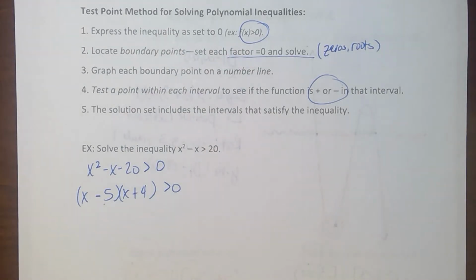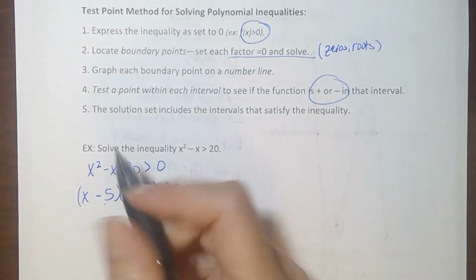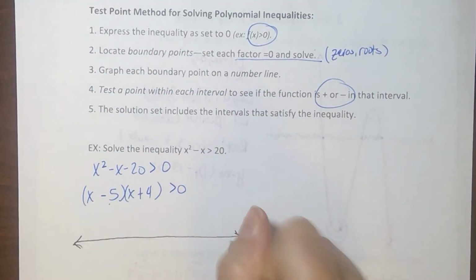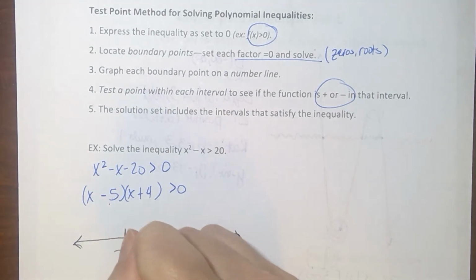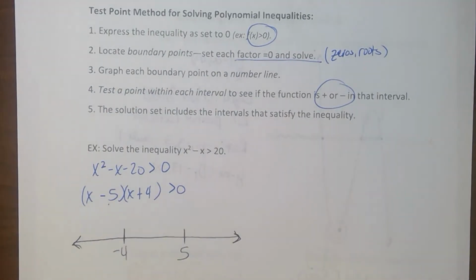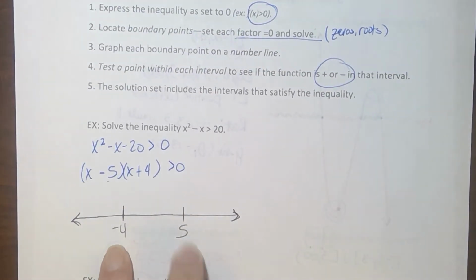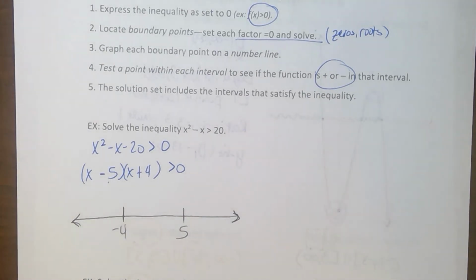And I put those in order from least to greatest on my number line. So I need a number line here. And I need to make sure I do least to greatest. So I'm going to use negative 4 and I'm going to use positive 5. Notice that when I put 2 boundary points on my number line, I divided my number line into 1, 2, 3 intervals. I need to check a test point in each interval.